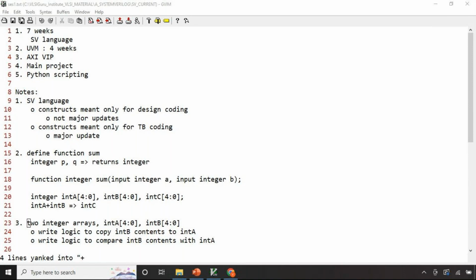Hello, sir. Yes, please tell me. Sir, in the third question, you asked to write the logic for copy and compare. Do we have to write the code using functions, or can we simply use a for loop logic? You can use for loop logic. Okay, sir. Thank you.